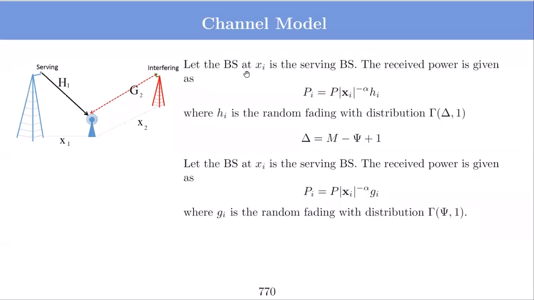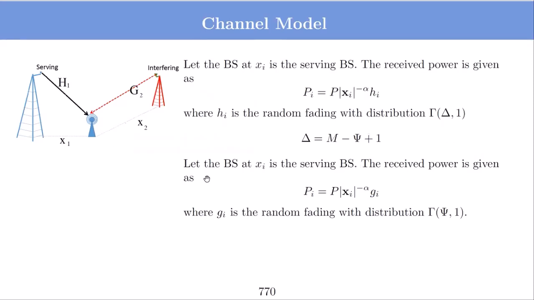And we can show that if the base station at X is the serving base station, the received power is the transmit power times the distance to the power minus alpha times H, where H is a random fading coefficient with distribution gamma(delta, 1). This is specific to zero forcing beamforming. Here delta is equal to M minus psi plus 1, where M is the number of antennas and psi is the number of users you are serving.